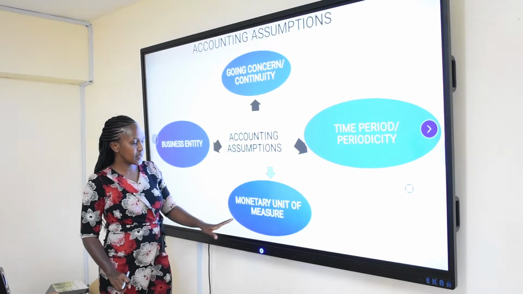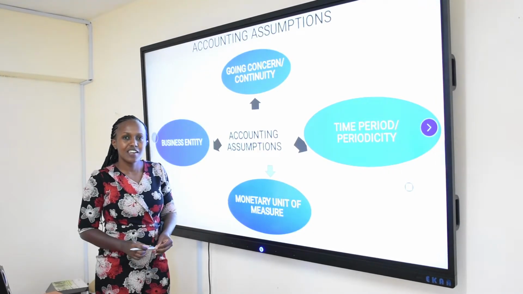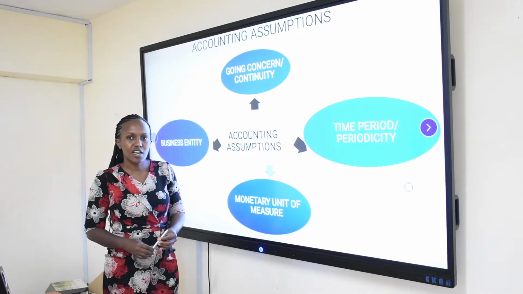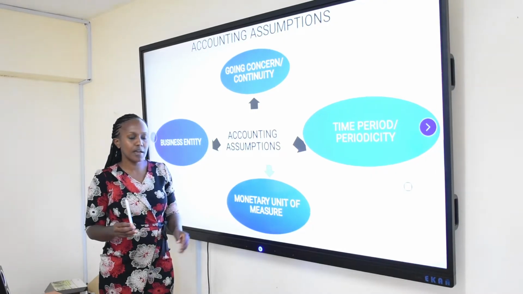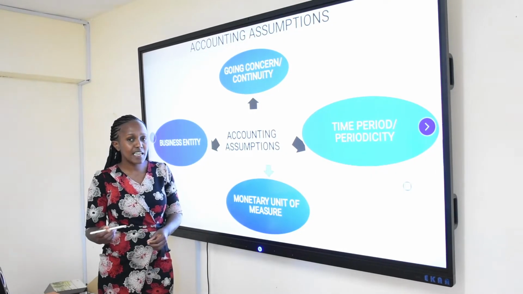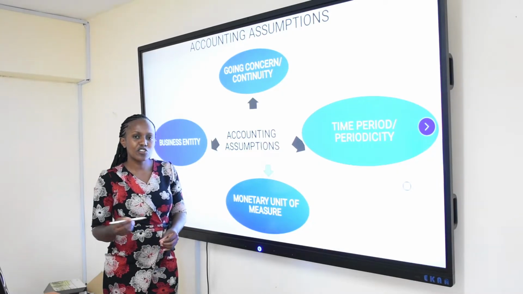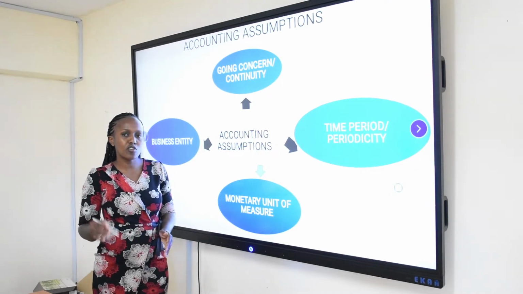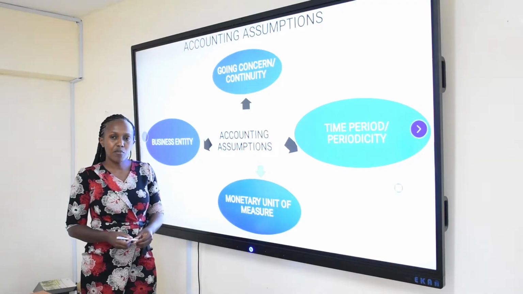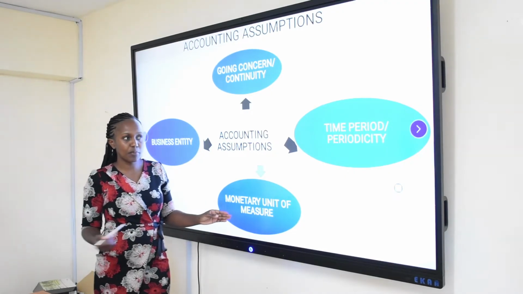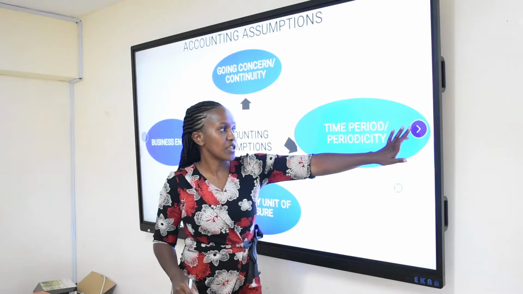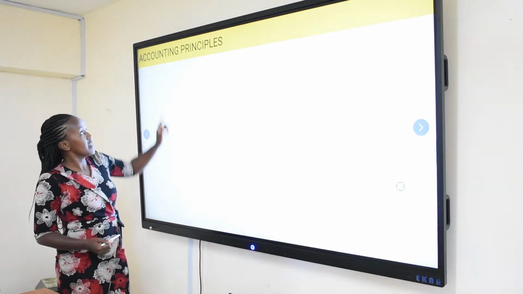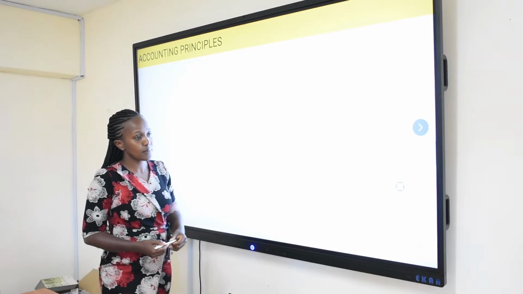The last one is the monetary unit of measure assumption. It is assumed that in every business, the economic transactions can be measured in a monetary unit of measure. In Kenya, we use the Kenyan shilling. So we assume that all transactions that have to be recorded in accounting are those that are quantifiable. They are economic activities that can be measured by a monetary unit of measure, like I've said, in Kenya, for example, the Kenyan shilling. Those are the assumptions that guide how accounting is done. The next ones are the accounting principles.